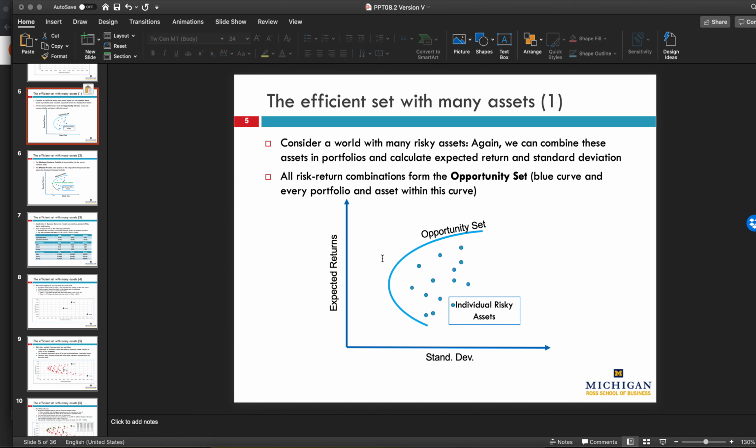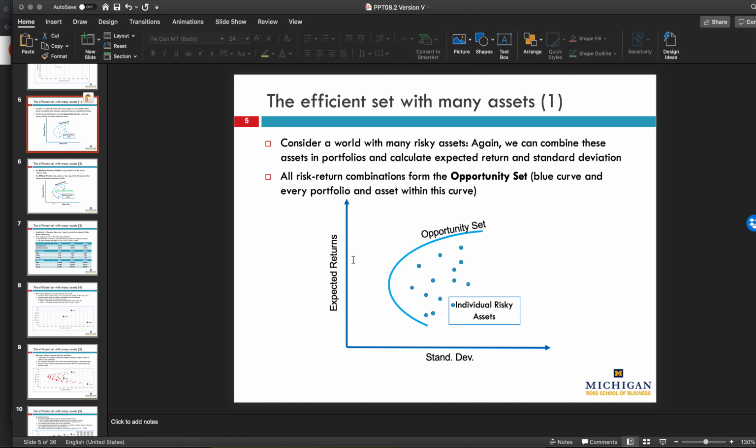What happens is, in the finance literature, we have all of these individual risky assets, and we can combine them into a portfolio. And what it does is create an opportunity set. The opportunity set is usually drawn, here it's a blue curve, but it's usually a line, and it looks like this. And so we cannot achieve anything that is outside of this. The variance and covariance of the different assets will not allow it.